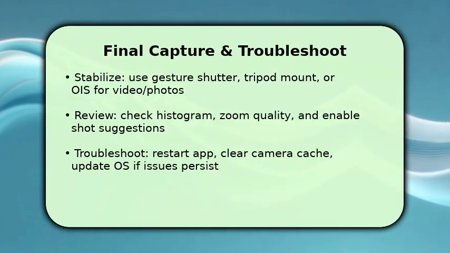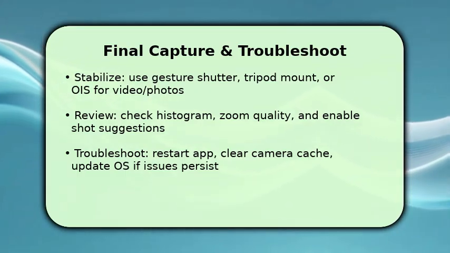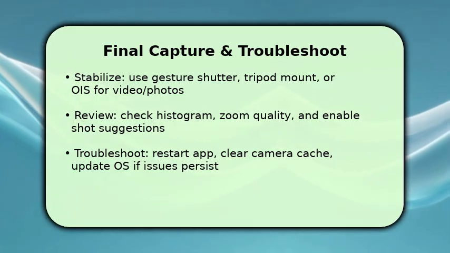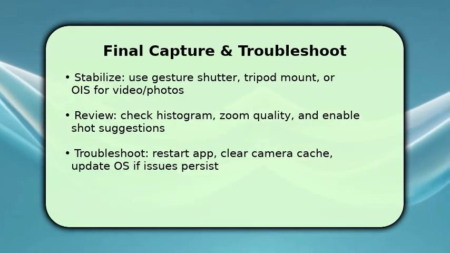If the camera behaves oddly, force close the app, clear the camera cache in settings, and reboot the phone. If problems continue, check for system or camera updates and reinstall the camera app when applicable.